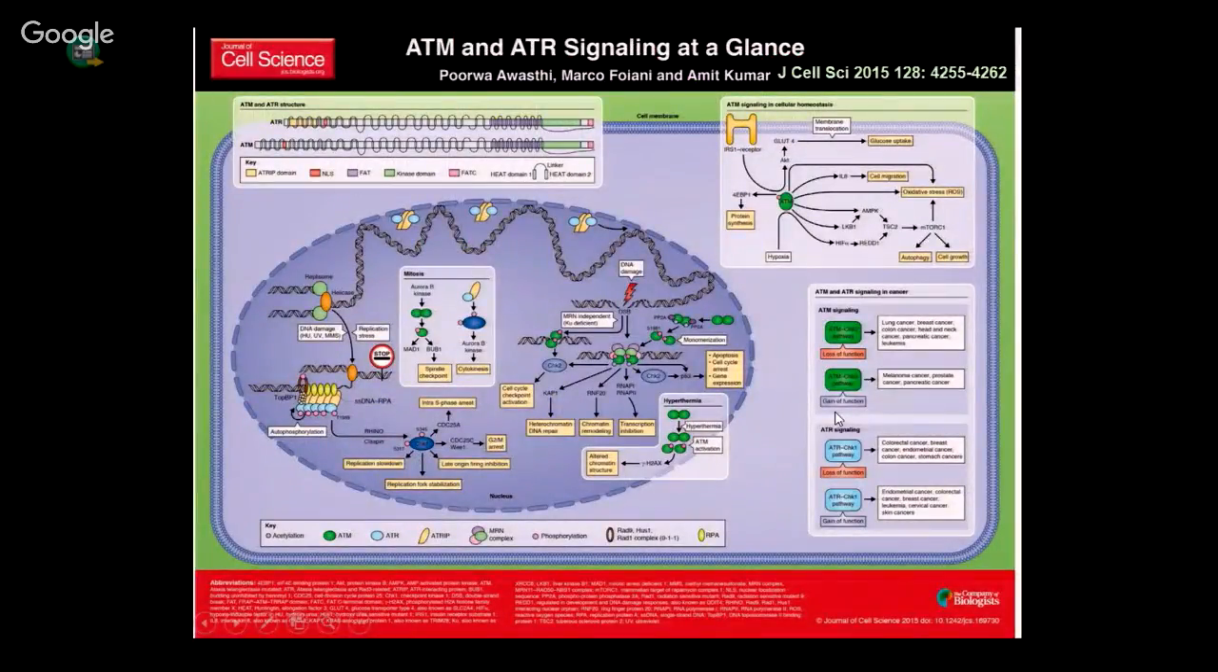So if you take a glance inside here, the same thing applies: which type of damage you have leads to what type of activation of the DNA damage response. And it is more complicated inside eukaryotic cells. You can take this as a reference. This is from 2015 in the Journal of Cell Science, and they summarize the ATM and ATR signaling at a glance. You can see there are many factors actually involved inside here.